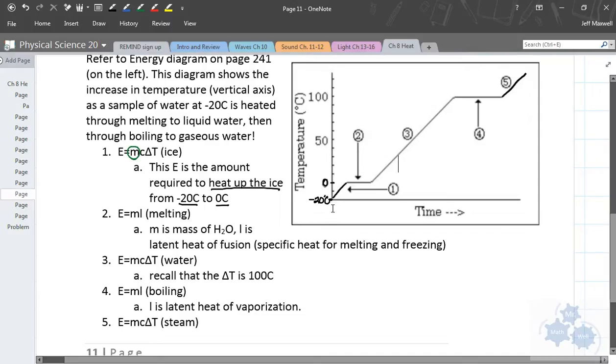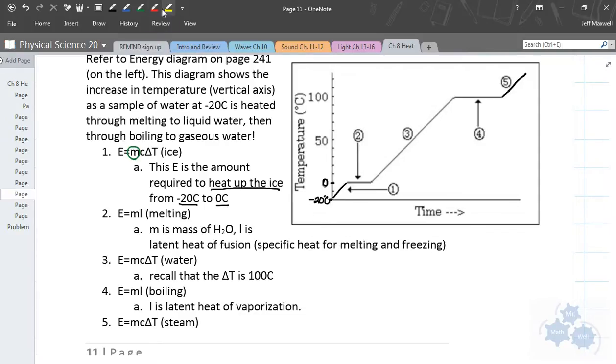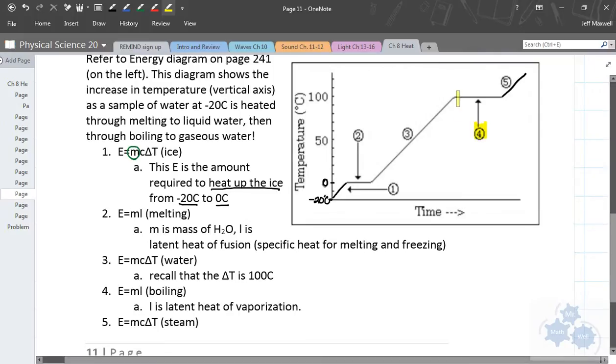Okay. So what section are we on now? Number 4. Here we go. This is the energy that's involved in what part? In vaporization, or the boiling of the water. And we go back to E equals mL, but in this case, L is the latent heat of vaporization. In your textbook, I believe page 242 is the chart where you have those latent heats.